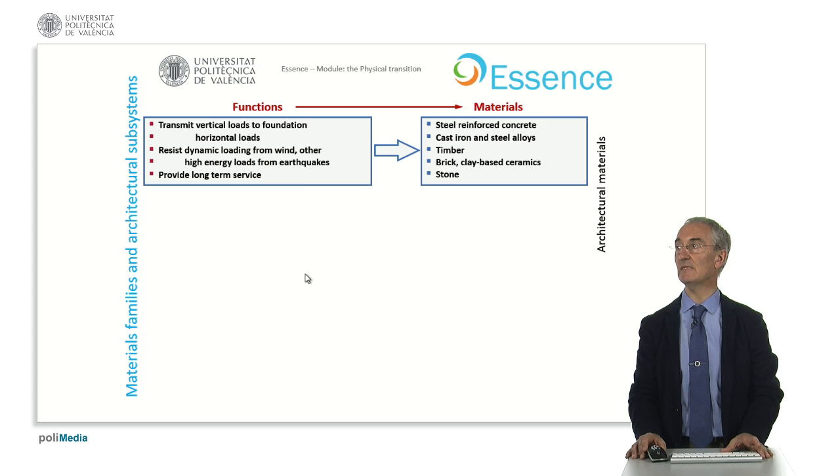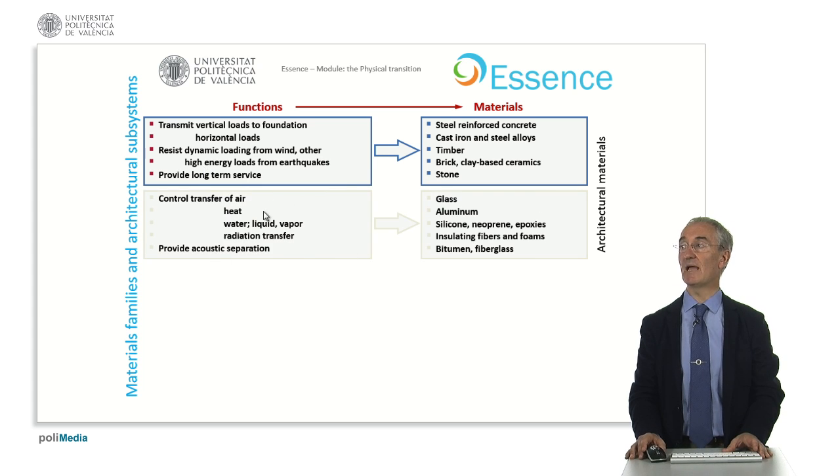Again, the functions are here. These are the constraints: transmit vertical and horizontal loads, dynamic, like in earthquake buildings, long-term services. They are met typically with these materials: steel or cast iron, different metals which are cheap and readily available, timber, wood, or even brick or stone. All these materials have in common that they can provide a good average solution to these constraints.